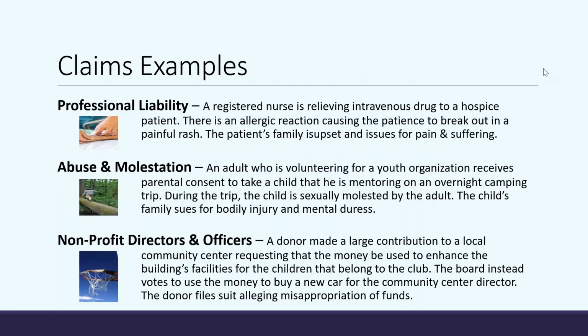All right, I'll try to keep this up so I can see any more of these. Okay, so as far as claims examples, these just go through. The first one's the E&O, second one's the abuse and molestation, and then the third one is the directors and officers coverage. So again, I'm not going to go through every single detail of these claims, but it gives you an idea of why these types of organizations do have the need for the coverage.